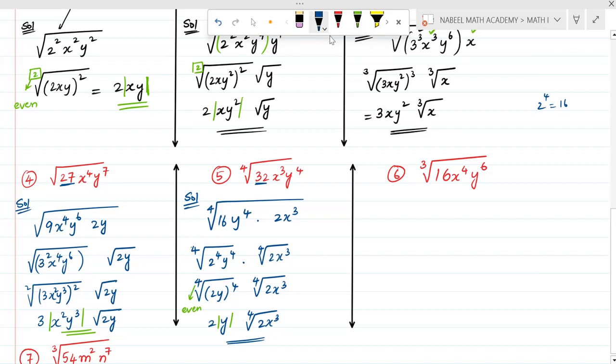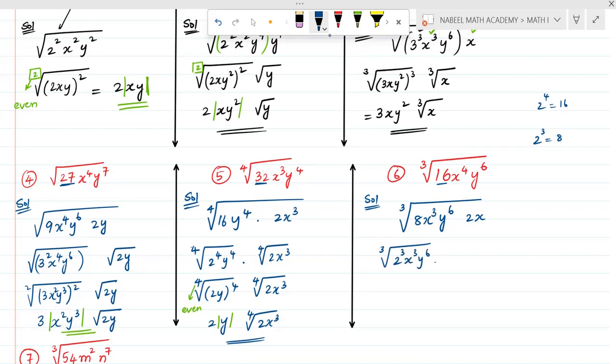Let us go with the next one here. It is a cube root of this part. So cube root, I can write 16 as 2 power 3, which is 8. So 2 power 3 into 8, so I will write 8 into 2. Then x power 4, I need power 3, therefore x power 3, and 1x is remaining. y to the power 6, I take it all together. If I separate, what happened here? 2 power 3 x power 3 y power 6, then into cube root of 2x.